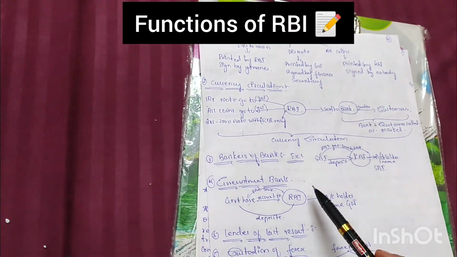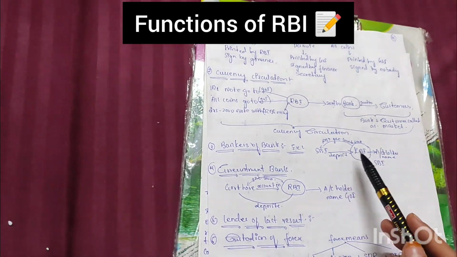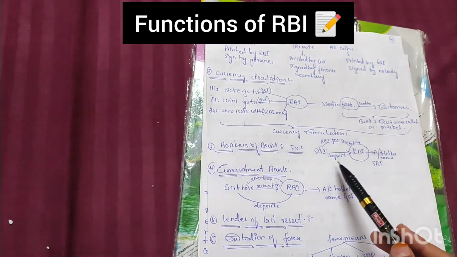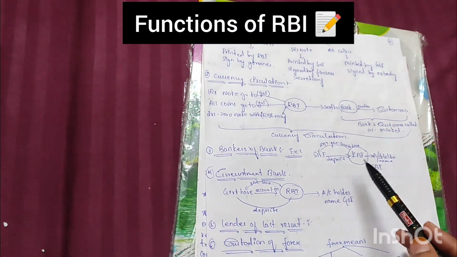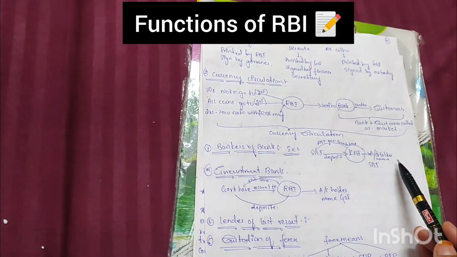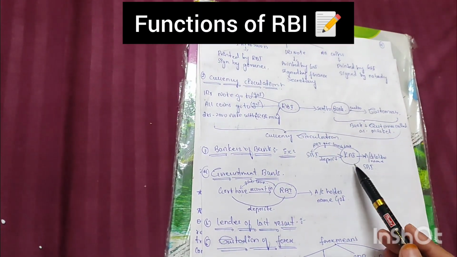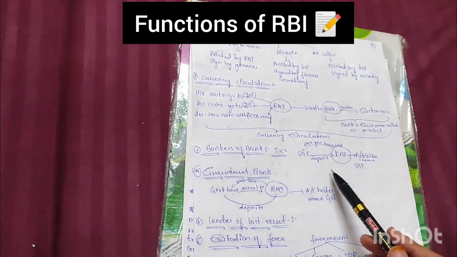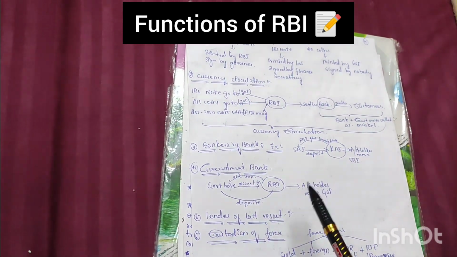So bankers of bank. Let's see one example. RBI and SBI bank. RBI gives loans to SBI and also SBI deposits its money with the RBI only. But in RBI the account holder name comes as SBI only. So this is how the RBI performs its function like a bank only. That's why it is called the bankers of bank.